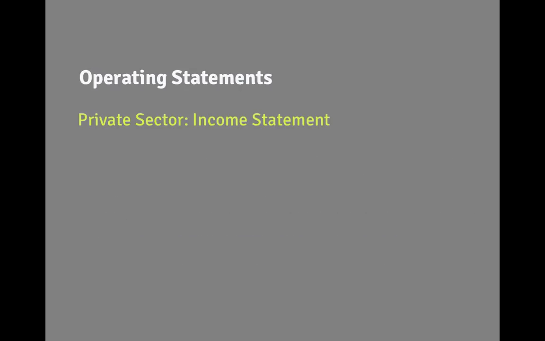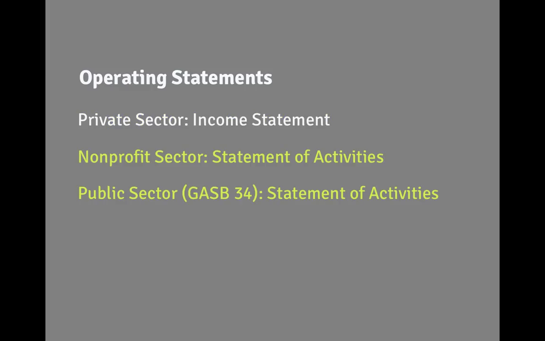The second set of financial statements are referred to as operating statements. In the private sector, there's an income statement. Unlike the other statements we just reviewed, which were done at a point in time, these cover a period of time. So again, it could be the period of a year, a quarter, a month, or even a day. The income statement shows revenues and expenses in the private sector, and the difference, they hope, is a profit or net income. In both the nonprofit sector and in the GASB 34 statements in the public sector, the statement is called the statement of activities. And again, it's going to show revenues and expenses and then the difference.